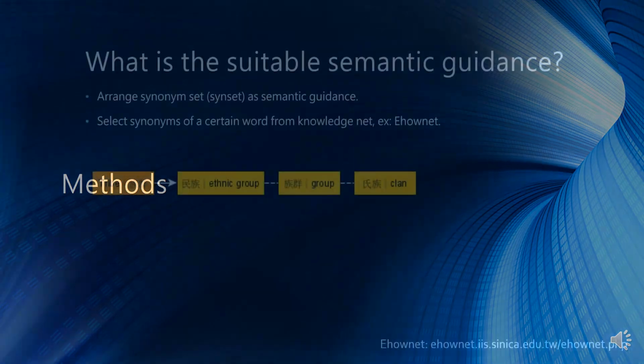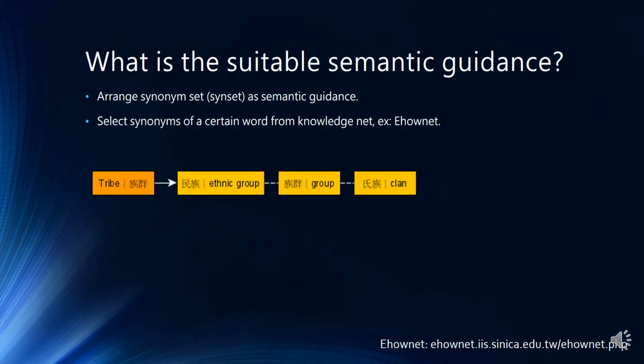Let's dive deeper into the detailed methods. We mentioned semantic guidance earlier, but what is the proper semantic guidance? In this paper, we arranged synonyms of a certain keyword as semantic guidance. These synonyms were drawn from a knowledge network like YiHaoNet. For example, if we want a generated response to include a concept like tribe, we can find the synonym words ethnic group, and clan in YiHaoNet. These synonyms are then arranged as a synonym set, or synset, and work as semantic guidance in this paper.